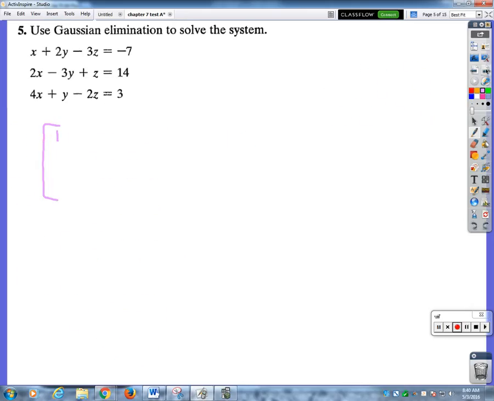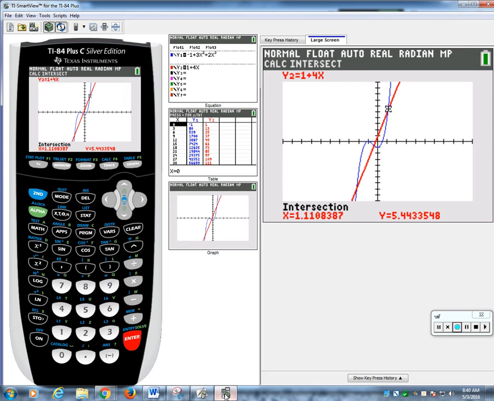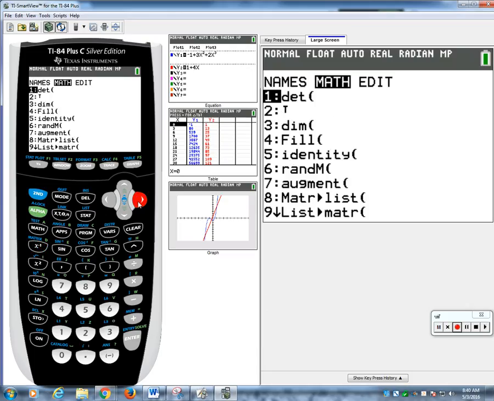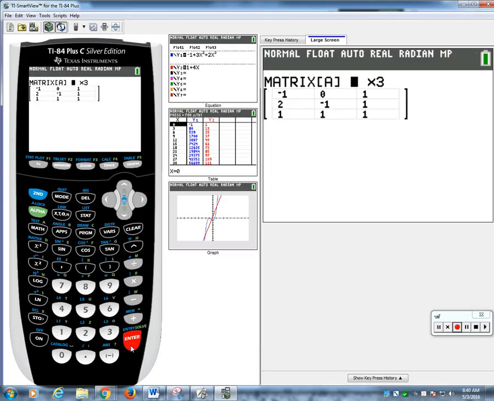We're back. Okay. All right, so this is going to be the matrix 1, 2, -3, -7. This is going to be 2, -3, 1, 14. And then 4, 1, -2, 3, right? Okay. So you take that and you put it in your calculator by going second matrix. And we're going to go over to edit. What are the dimensions of that matrix? 3 by 4.